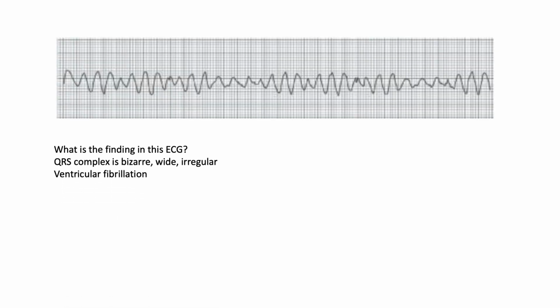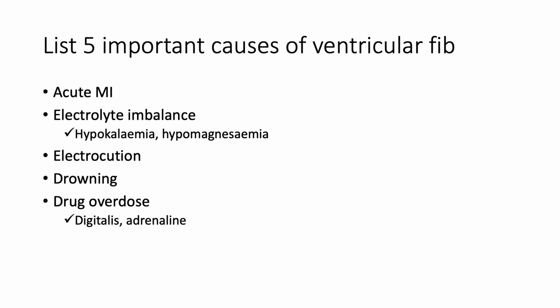Okay, this is a scary rhythm. The QRS is bizarre, wide, and irregular, and this is ventricular fibrillation. How are we going to manage this, or rather, what are the different causes? Happens with acute myocardial infarct, due to electrolyte imbalance, and then we have hypokalemia or hypomagnesemia, electrocution, drowning, and drug overdose, especially digoxin and adrenaline.